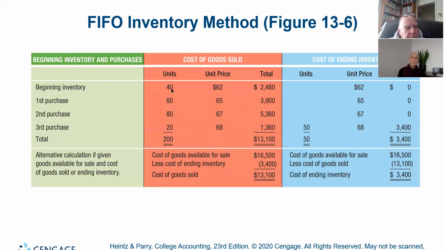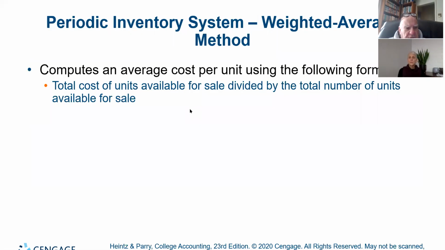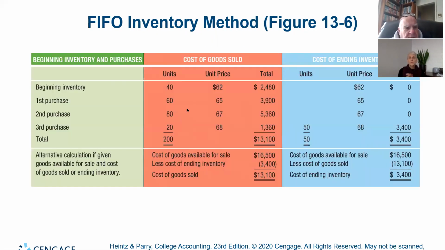So let's see. We sold 40. Next purchase, we used up all of those, right? Next purchase, we used up all of these 80. We're looking for 200. So we used 20 out of that 70, which means we have 50 left in the ending inventory at $68. Okay. Make a little bit of sense here? Yeah, you just have to practice your way through it a little bit. It can be a little tricky when you're trying to think in terms of cost of goods sold versus the inventory.